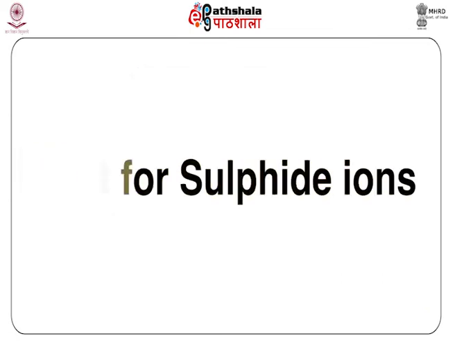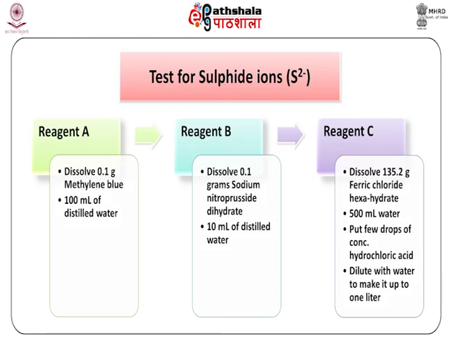Test for sulphide ions. Reagent A. It is prepared by dissolving 0.1 grams of methylene blue in 100 milliliters of distilled water. Reagent B. It is prepared by dissolving 0.1 grams of sodium nitroprusside dihydrate in 10 milliliters of distilled water. Use freshly prepared solution before carrying out the test.